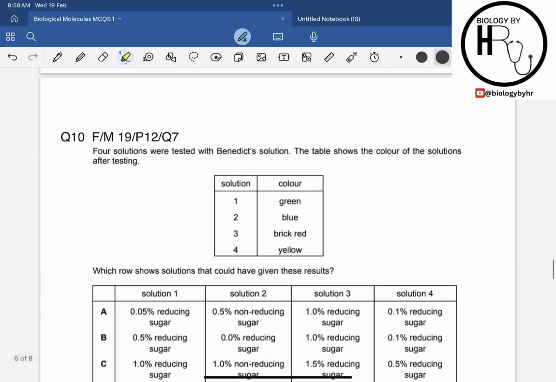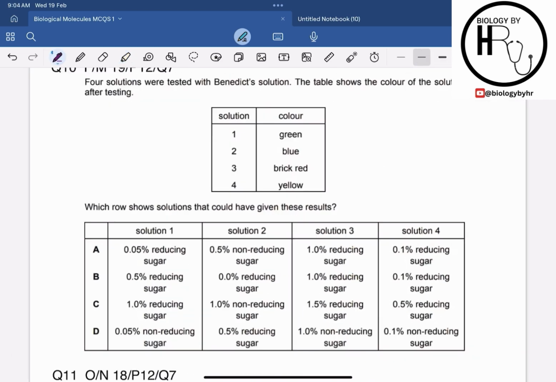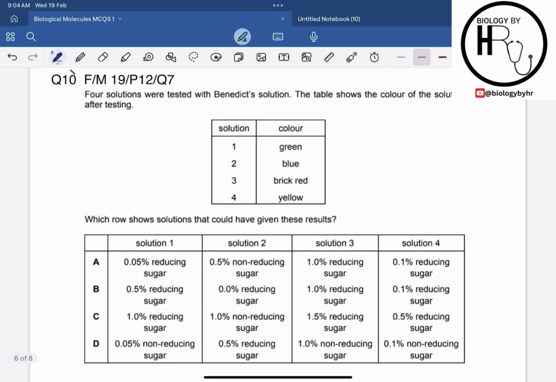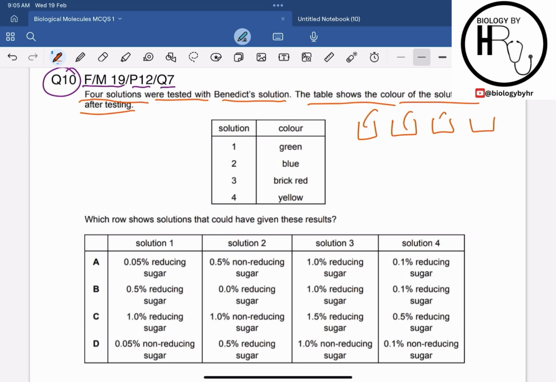Now let's move on to question 10. Alright, so question 10 over here is from February-March 2019, paper 1 to question 7. It is a very tricky question, no doubt. Now let's analyze what they have asked us in the question. 4 solutions were tested with the Benedict solution. The table shows the color of the solution after testing. Alright, so basically they have a set of 4 solutions, and they tested each solution with the Benedict solution for the presence of the reducing sugars, right?